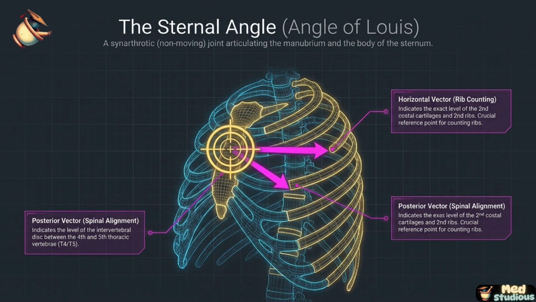In the posterior direction, the sternal angle corresponds to the level of the intervertebral disc between T4 and T5, the key spinal level marking the division between the superior and inferior mediastinum. 1 landmark, 2 vectors, enormous clinical power.